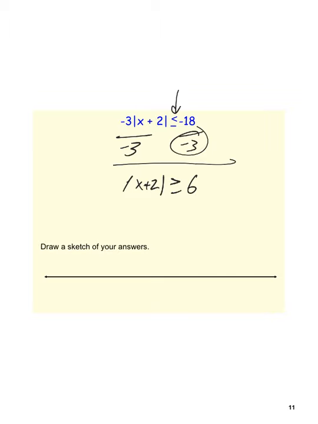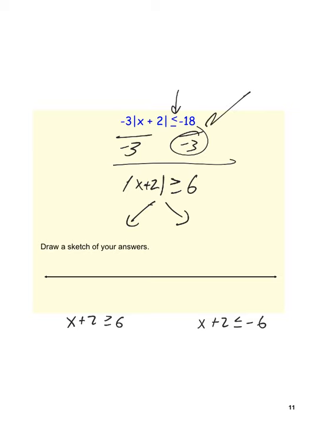Okay, so when we divided by this -3, that changed the whole direction of the question, if you will. And so now when we look at this, I'll move it just down here: x plus 2 is greater than or equal to 6, and x plus 2 is less than or equal to -6. We do that again because of the absolute value.